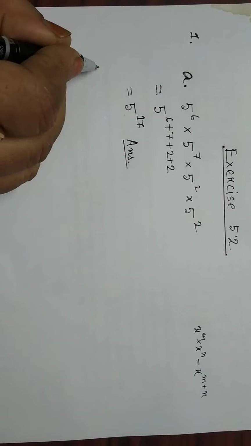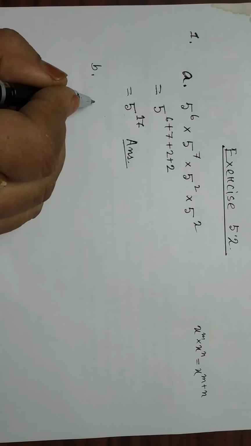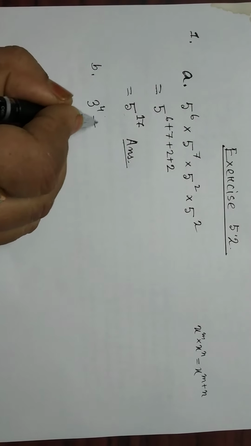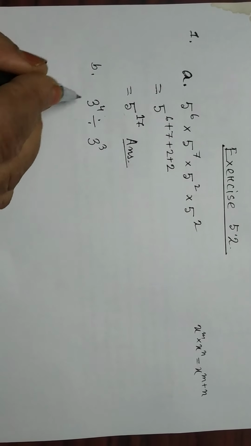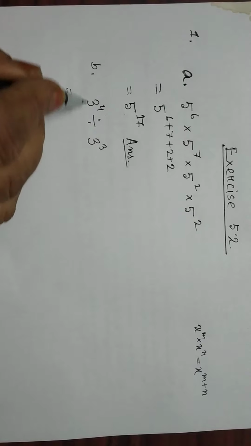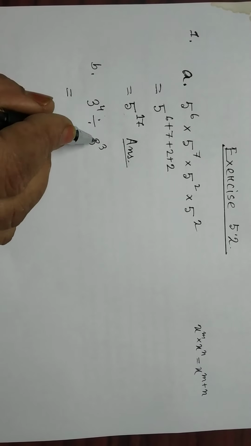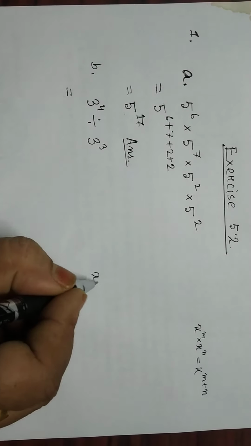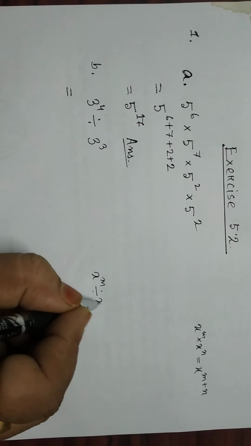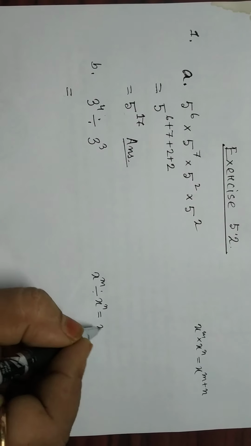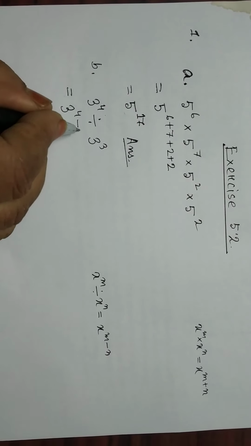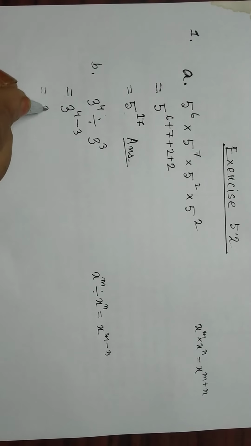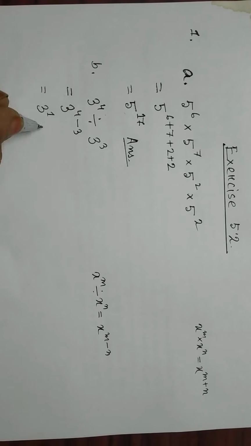Next, B. In B, 3 to the power 4 divided by 3 to the power 3. Here the bases are same, and a division sign is there. Therefore, we have to subtract. That means x to the power m divided by x to the power n is equal to x to the power m minus n. Therefore, 3 to the power 4 minus 3. That means 3 to the power 1, or we can write only 3 also. This is the answer.